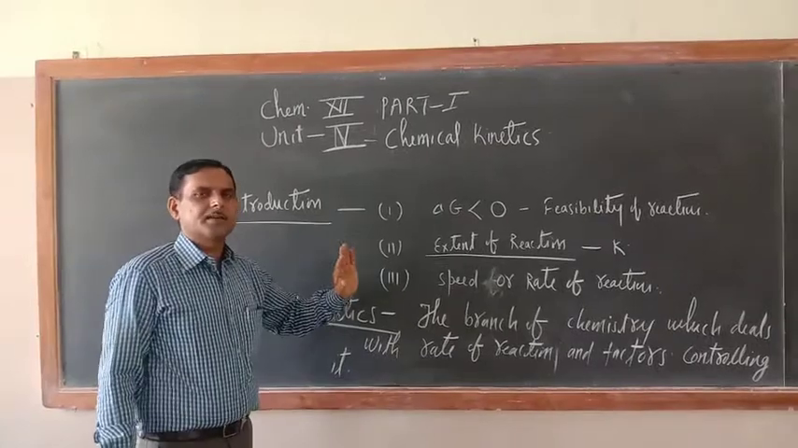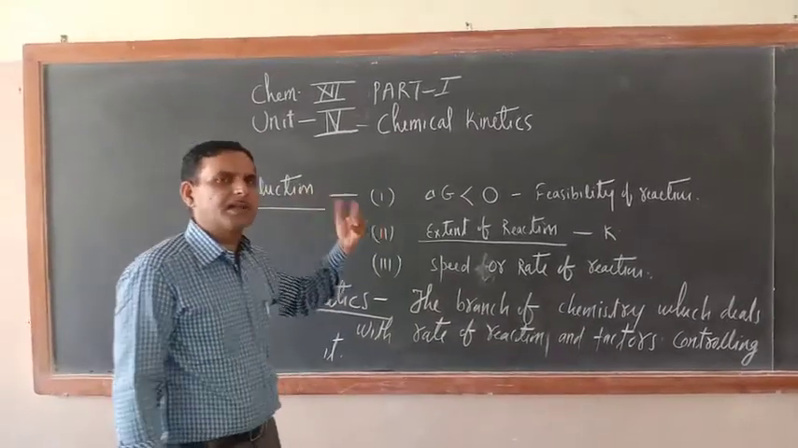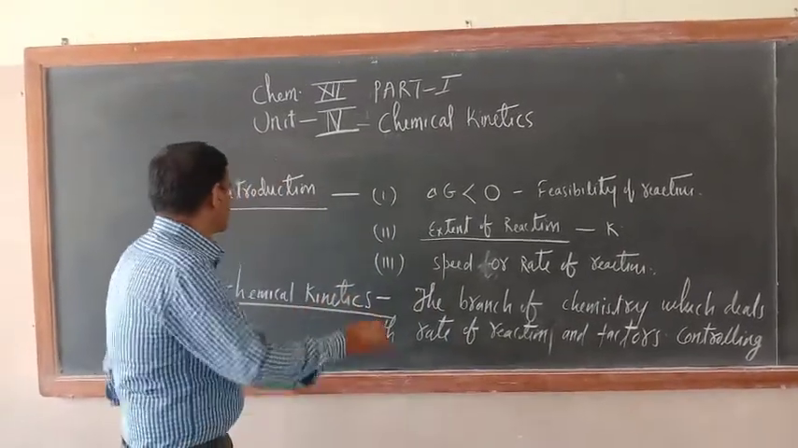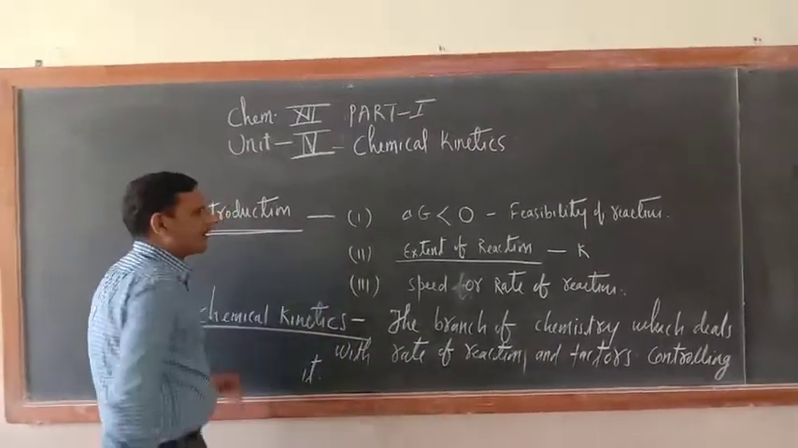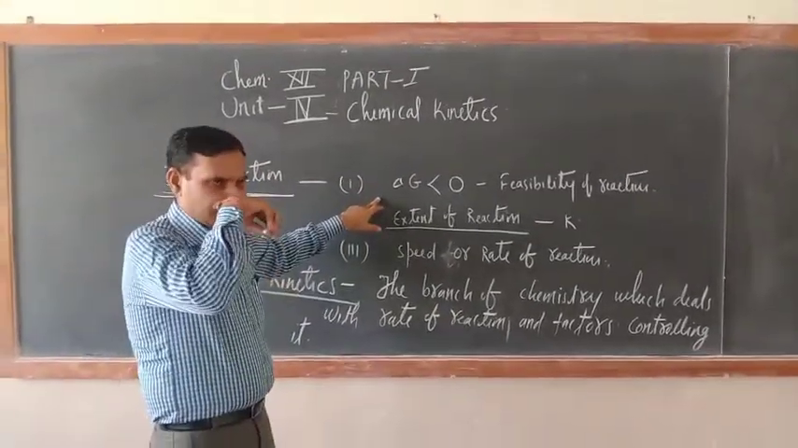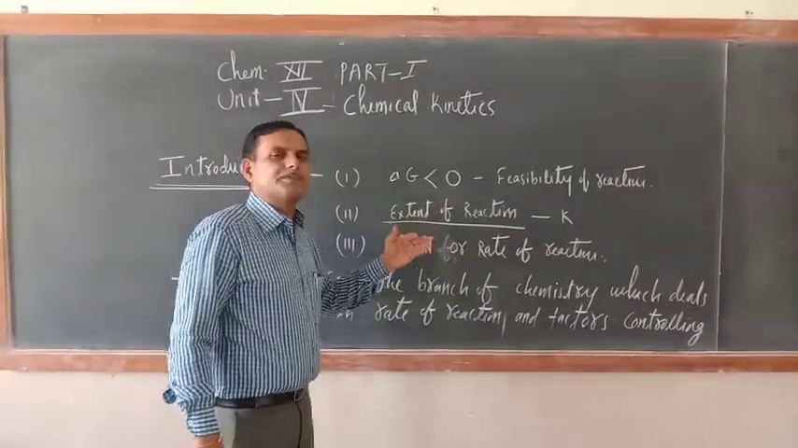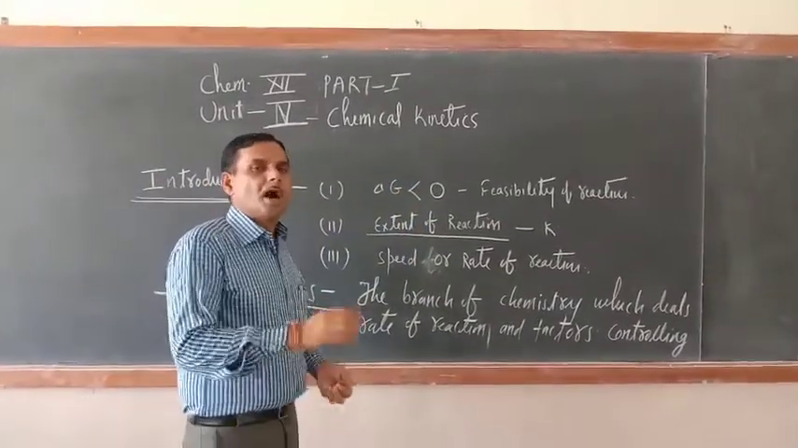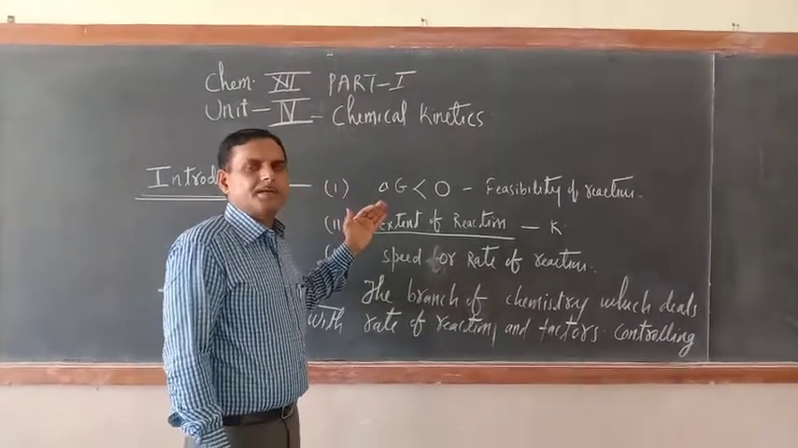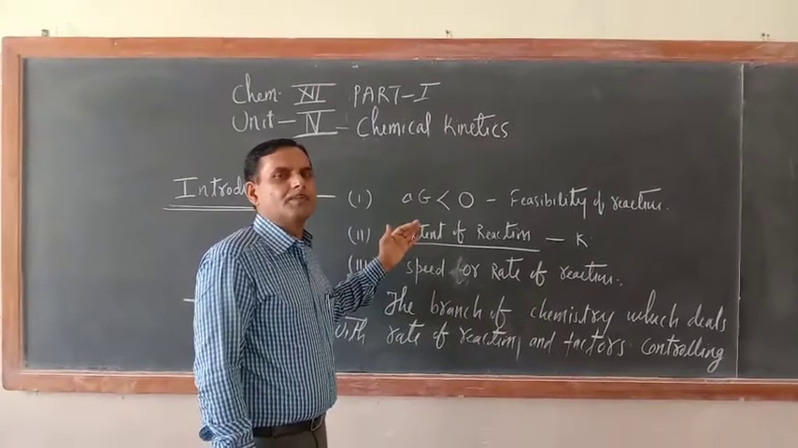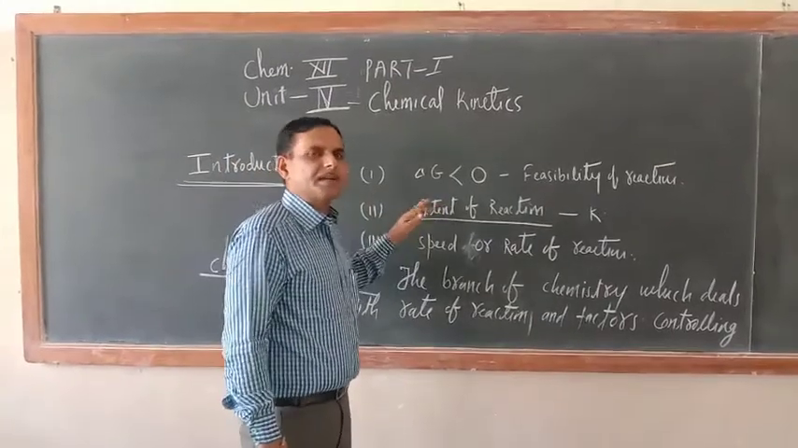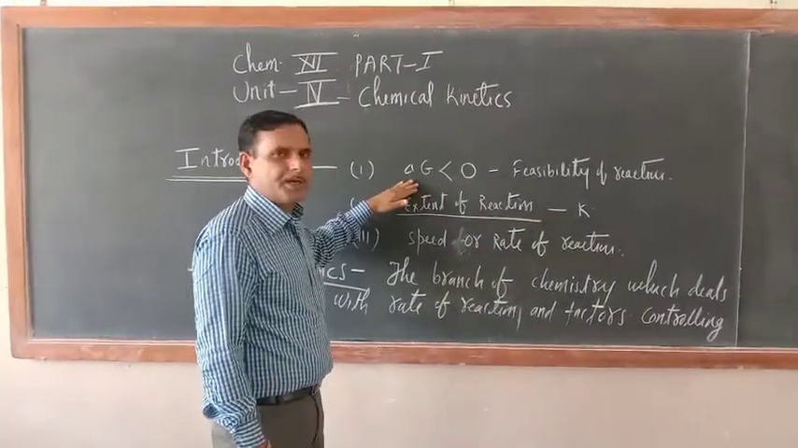So let us recall the previous knowledge. Previous knowledge means class 11th knowledge. In the introduction I will deal with 3 aspects of chemical kinetics. Number 1: if you want to know the feasibility of any chemical reaction, how will you judge? You know that last year we discussed the chemical equilibrium chapter. So to judge the feasibility of any chemical reaction, what should it be?